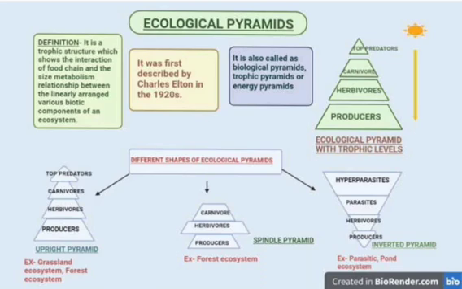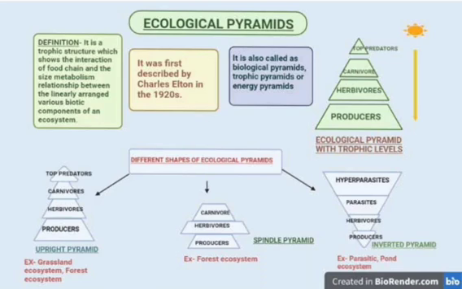In a pyramid, the various steps of a food chain are represented sequence-wise, with producer at the base, herbivores above them, followed by primary carnivores. According to the shape of the ecological pyramids, they are of three types: first, upright pyramid, spindle pyramid, and inverted pyramid.